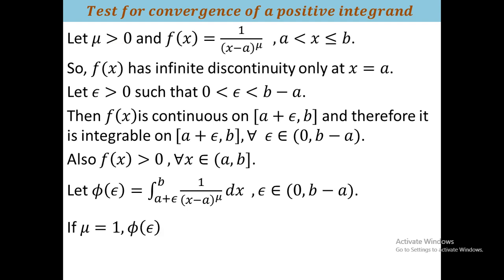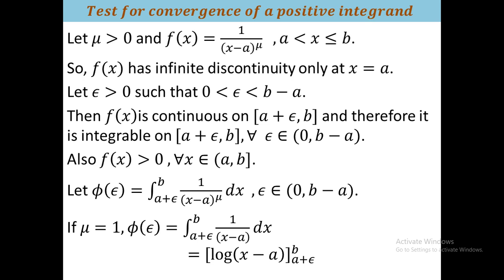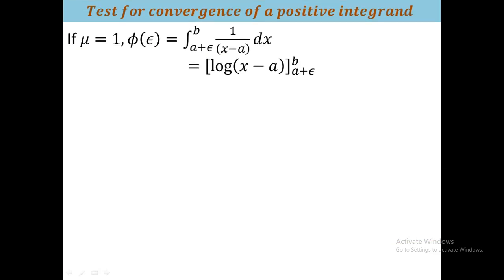If mu equal to 1, then phi of epsilon is the integral of 1 by x minus a, whole dx. Here mu is 1. Its integral will be log of mod x minus a, but here we do not take mod because x minus a is positive, therefore mod of x minus a will be x minus a, and the upper bound is b and the lower bound is a plus epsilon. If you put the upper bound and lower bound in that portion, then phi of epsilon will be log of b minus a minus log of epsilon. Here we discussed the condition when mu equal to 1.